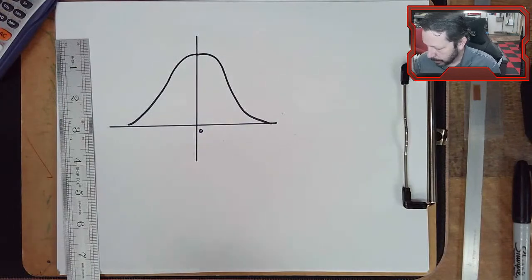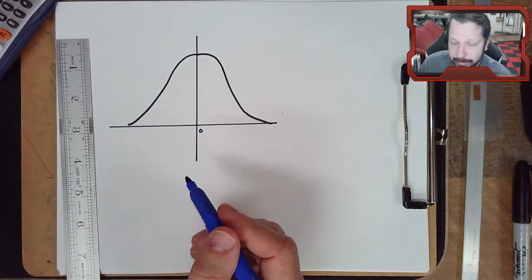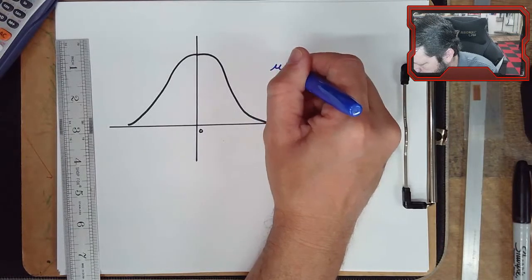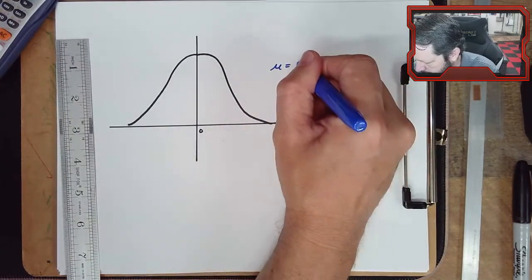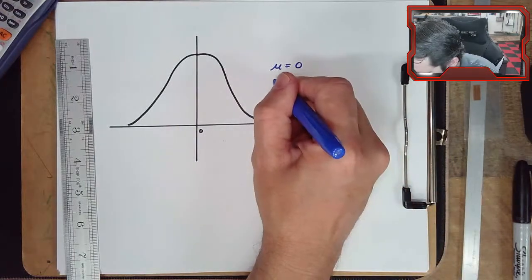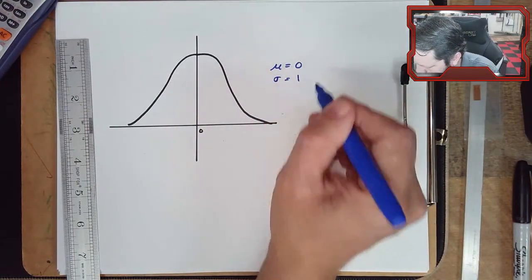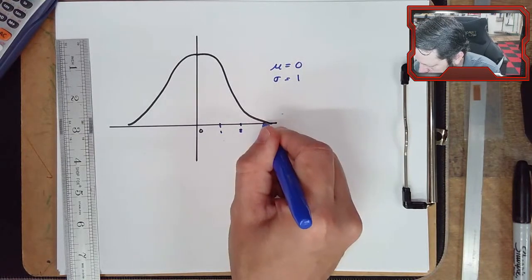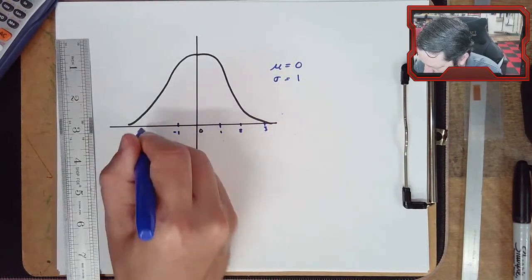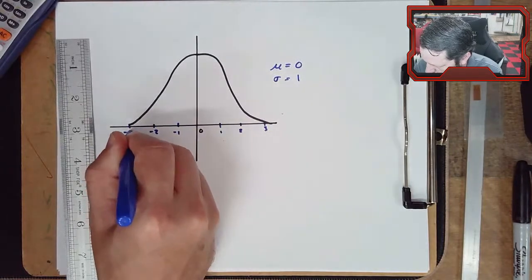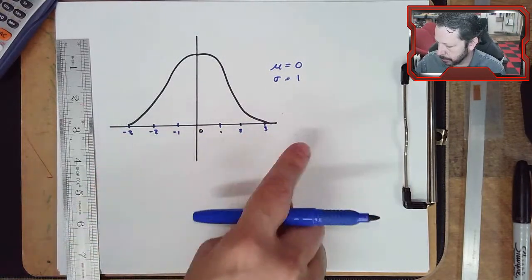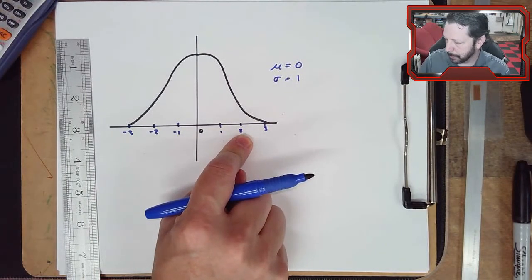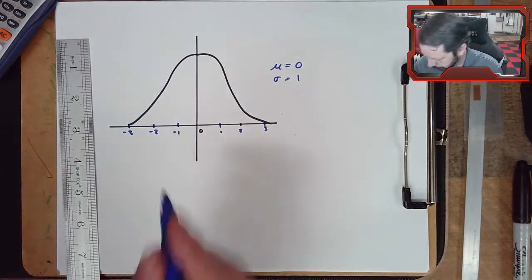And then we're going to have a standard deviation of 1 in this. So we're going to have mu equals 0. We're going to put the average at 0. And we're going to have standard deviation equal to 1. So if we went over to plus 1, and then plus 2, minus 1, minus 2, minus 3. These are standard deviations along the bottom. So plus 1 standard deviation, plus another standard deviation, and plus a third standard deviation.